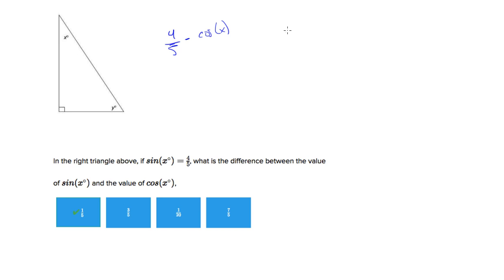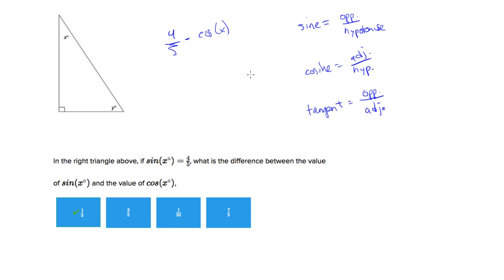So let's talk about how you find the cosine and sine of angles. For sine of an angle in a right triangle, you take the opposite side and you divide it by the hypotenuse. To find the cosine, you take the adjacent side and you divide it by the hypotenuse. And if we were asked for tangent, which we're not here, but just so you know, it's the opposite side of the angle in question divided by the adjacent side.